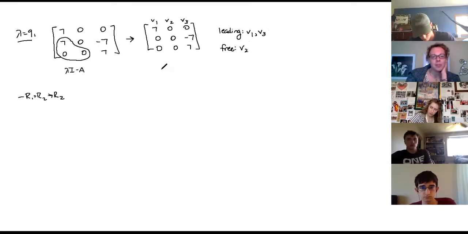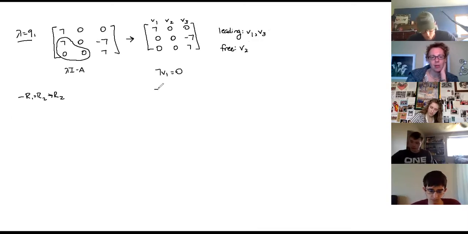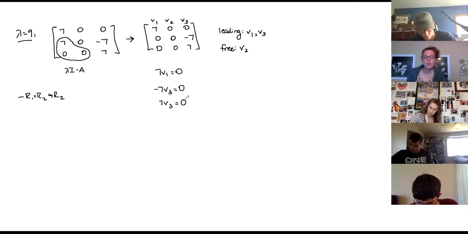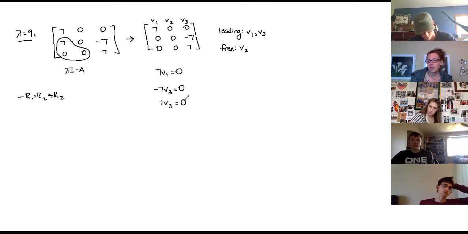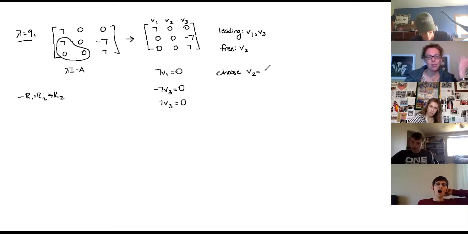So if I put this in terms of equations, we're going to have 7V1 equals 0, negative 7V3 equals 0, and 7V3 equals 0. And this is where it's helpful to list leading and free variables, because the free variables are the ones that I get to choose. So we're going to choose V2 equals anything you want.